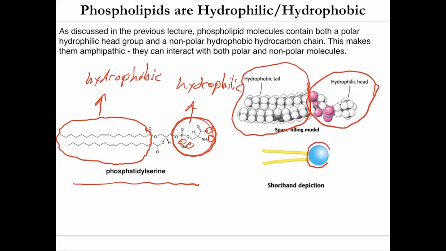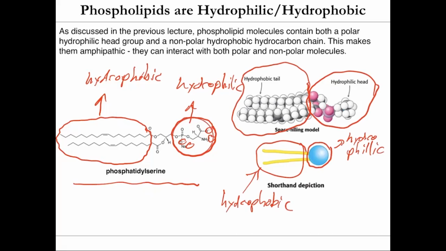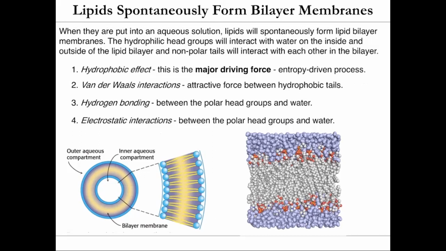So there's also a shorthand depiction. This is hydrophilic, and then the tail would be hydrophobic. These molecules can interact with both polar and nonpolar molecules, and that's really important for membrane formation. If lipids like phospholipids are put into a polar solution like water, an aqueous solution, where water has a positive charge and a negative charge, they'll spontaneously form either micelles or these things called lipid bilayers.